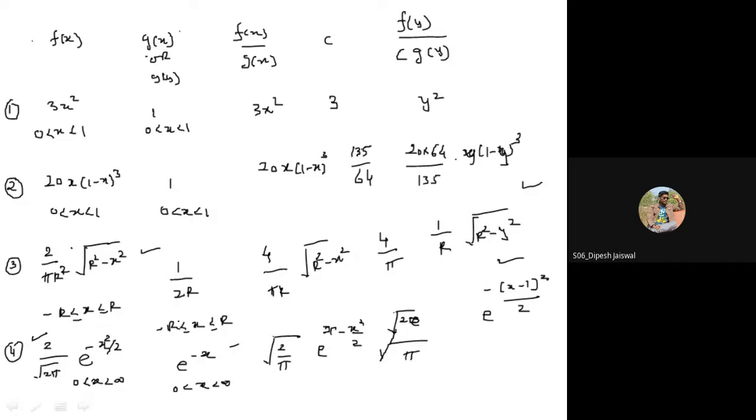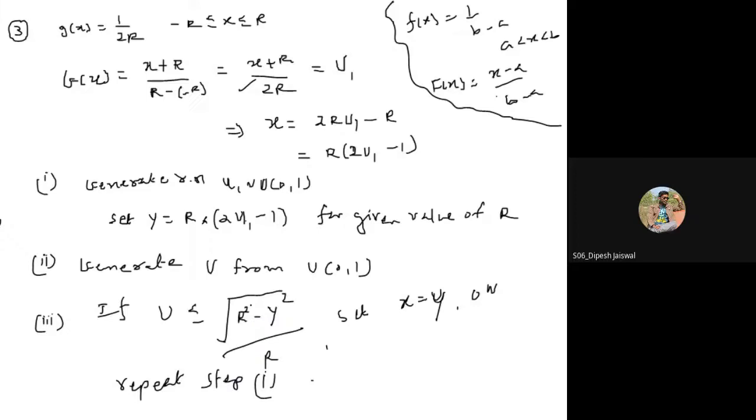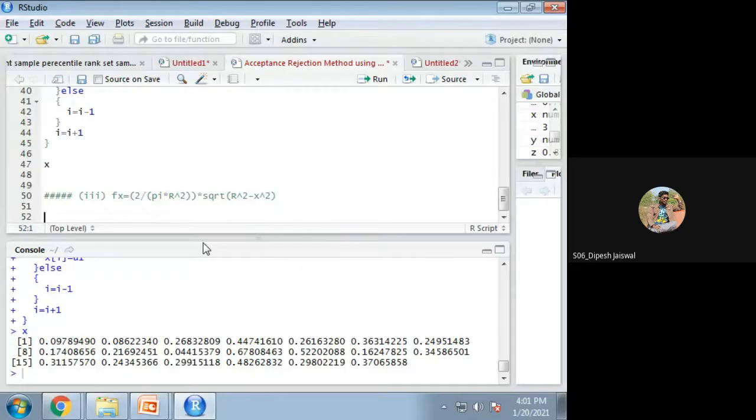So what random number generation is required? Here we run the procedure. First, generate a random number from uniform 0, 1. Set y equal to r into (2 u1 minus 1). So first you have to supply the given value of r. Then you generate another uniform random number. If u is less than or equal to this, then set x equal to y.